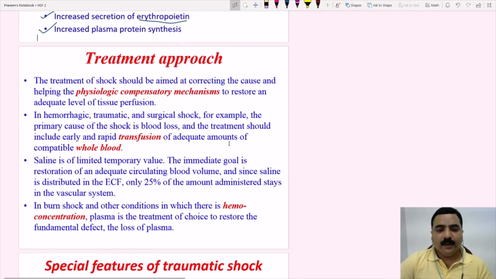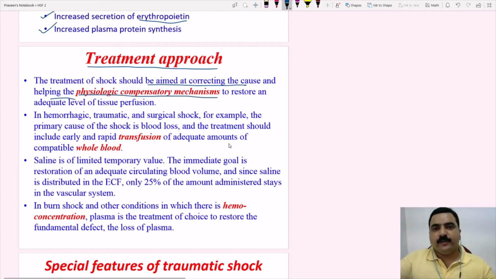Now, as a treatment approach, what approach can we have? The treatment of shock should be aimed at correcting the cause and helping the physiologic compensatory mechanisms. You should not remove the physiological compensatory mechanisms. For example, a hypovolemic patient will be in shock and feeling cold. The skin will be cold and shivering. So if you put a blanket on this patient and warm him up, what happens?